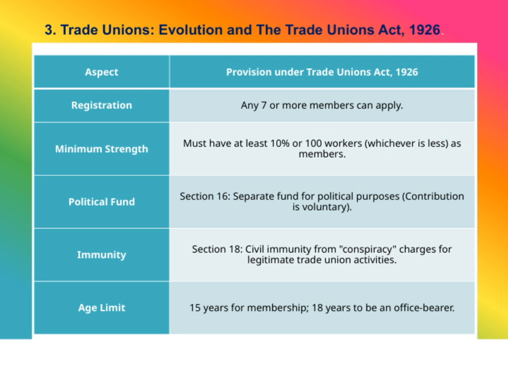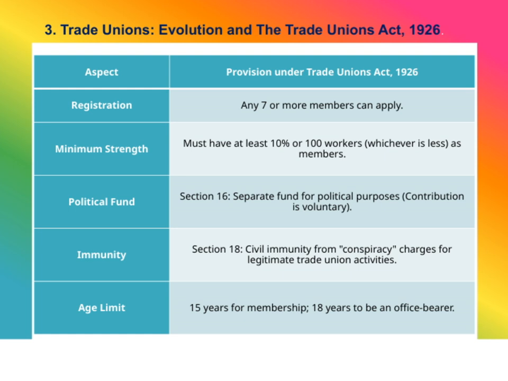If a group has at least 7 members, they can apply to register as a trade union. This helped encourage the formation of unions across different sectors. Moving on to the minimum strength requirement, a trade union must have at least 10% of its workforce or 100 workers as members, whichever is less. This ensures that unions have a significant base before they gain legal recognition.